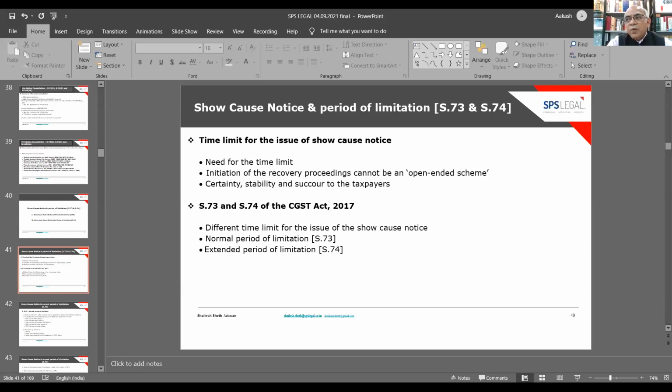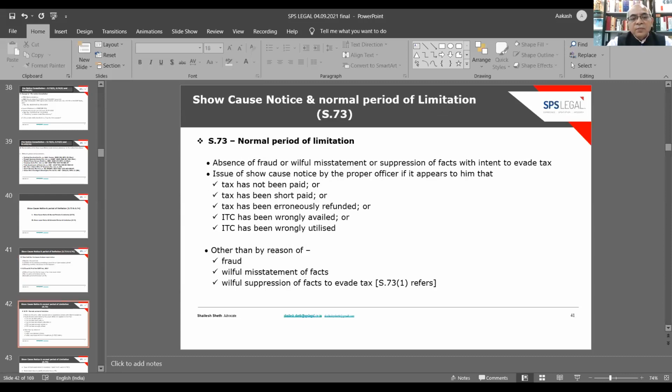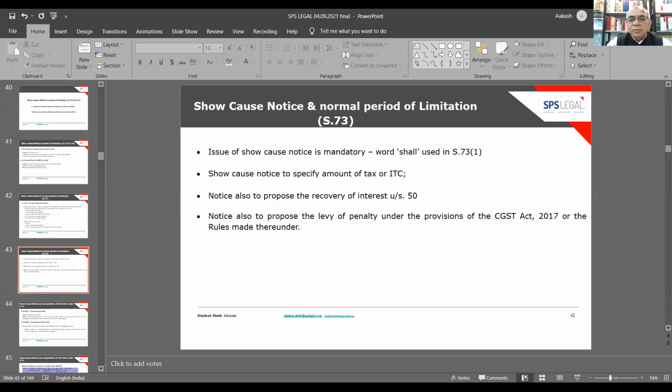Both the provisions provide for the limitation period within which the notice has to be issued. In colloquial language, Section 73 provides for the normal period of limitation and Section 74 provides for the extended period of limitation. The normal period of limitation applies when there is an absence of fraud, willful misstatement or suppression of facts with intent to evade payment of tax. Whereas in the case of Section 74, when any of these elements, fraud or willful misstatement or suppression of facts with intent to evade payment of tax, is present, then the extended period of limitation will be applicable.